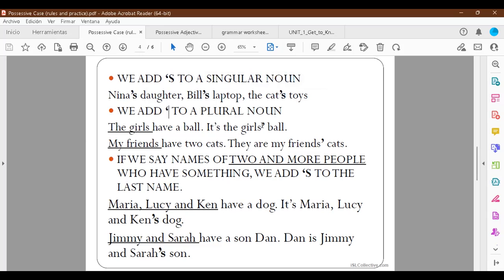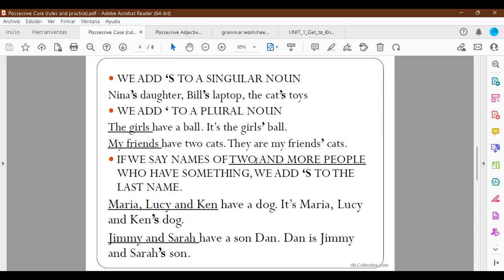En este caso, termina en S. You just add the apostrophe. My friends have two cats. Mis amigos tienen dos gatos. They are my friends' cats. Son los gatos de mis amigos. Entonces, este puede cambiar. A lo que nos referimos cuando es un sustantivo plural es al que va acompañado del apóstrofe, ¿verdad? Friends. Y acá podría ser varios o podría ser uno. Puede ser el gato de mis amigos o los gatos de mis amigos.